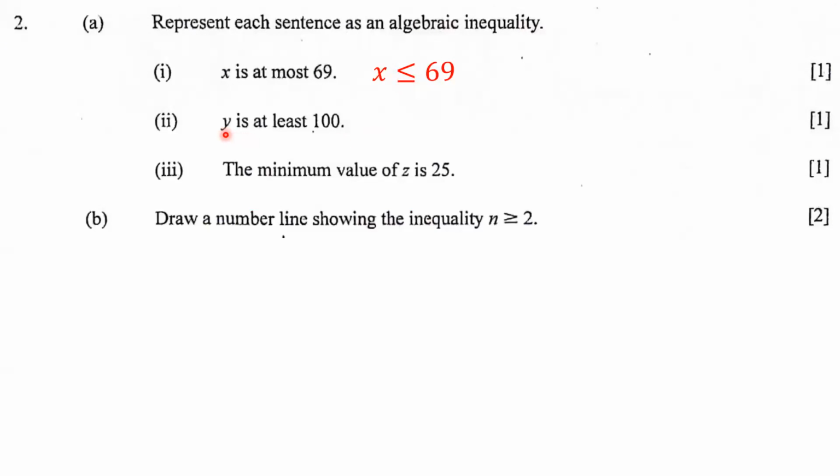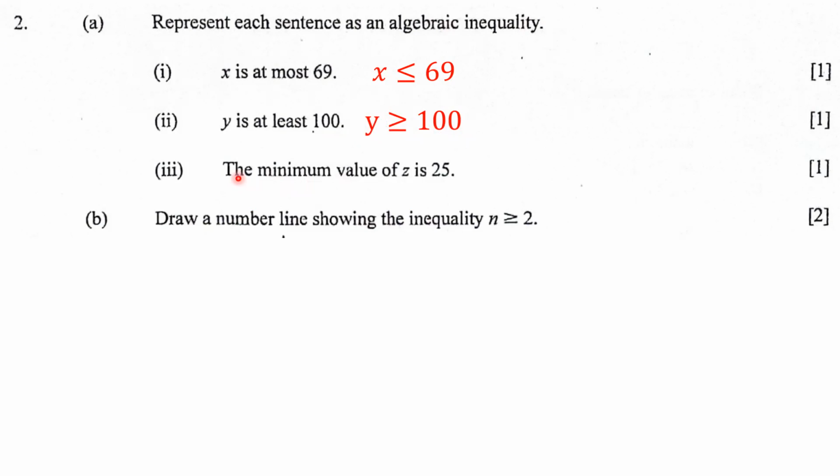Okay, next question says y is at least 100. When we say y is at least 100, we mean that y could be 100, right? Or greater. So it's 100 or greater. All right, and so that's why we have y is greater than or equal to 100, because it could be equal to 100 or it could be greater than 100. So y is greater than or equal to 100. That's the symbol that we use, and this is how we represent it.